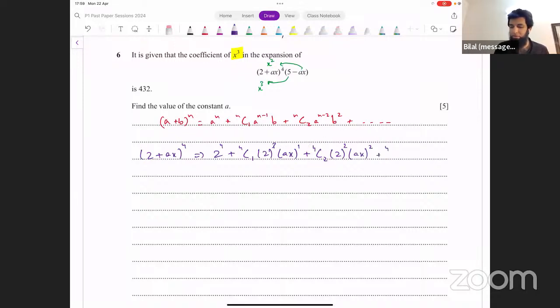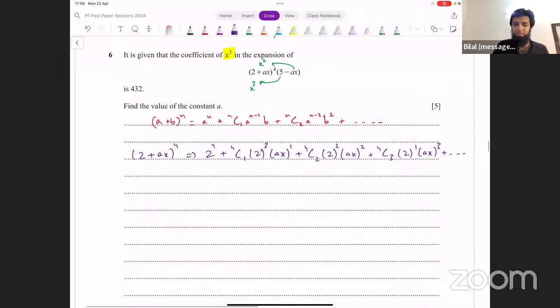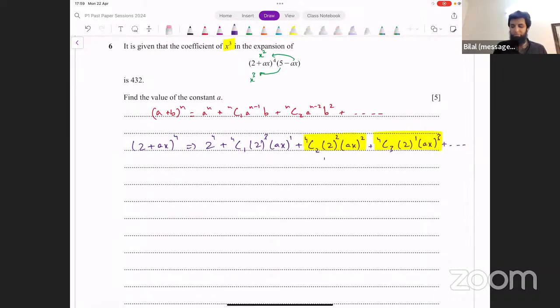And then the next is going to be 4C3 into 2 raised to power 1 into ax whole cube. This is the second term that we're looking for. We can stop at this point and say these were the two terms that we were looking for. Let's just simplify these two and see what we get from that.